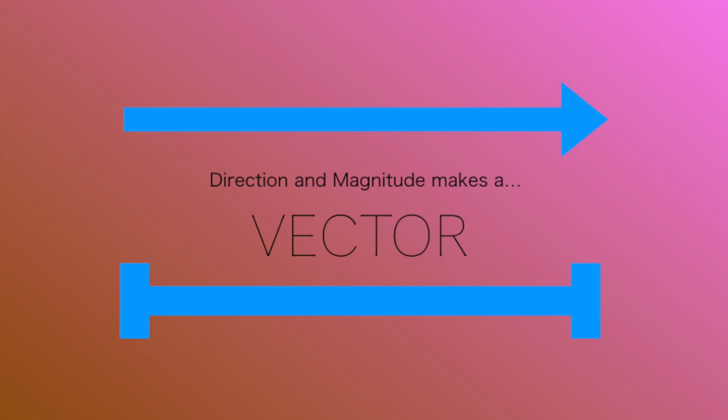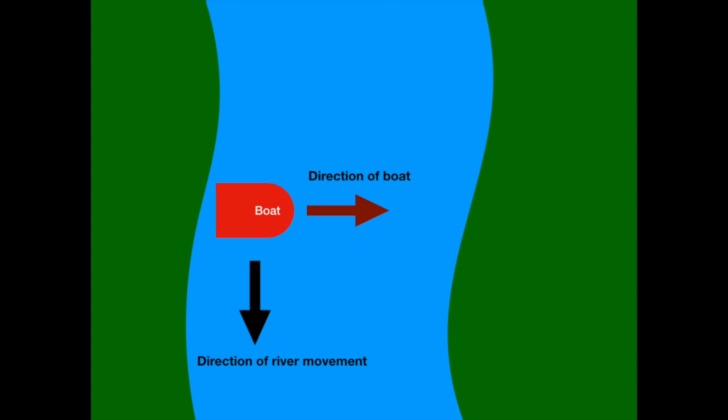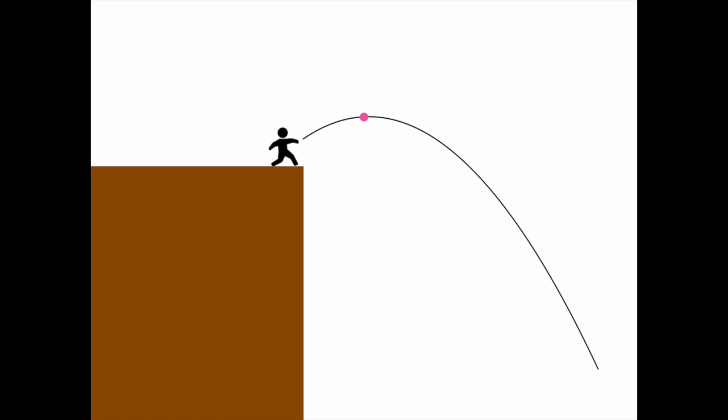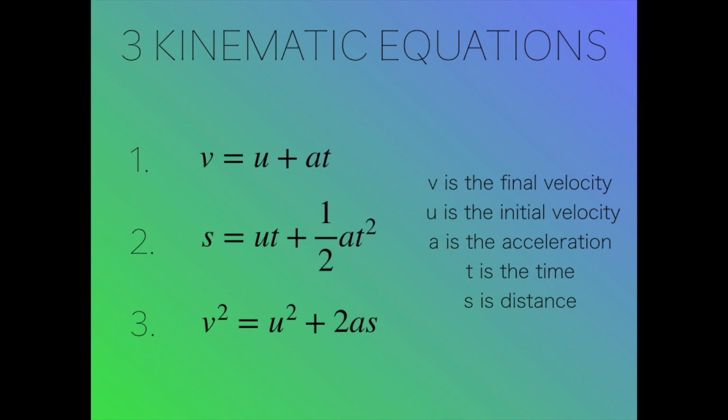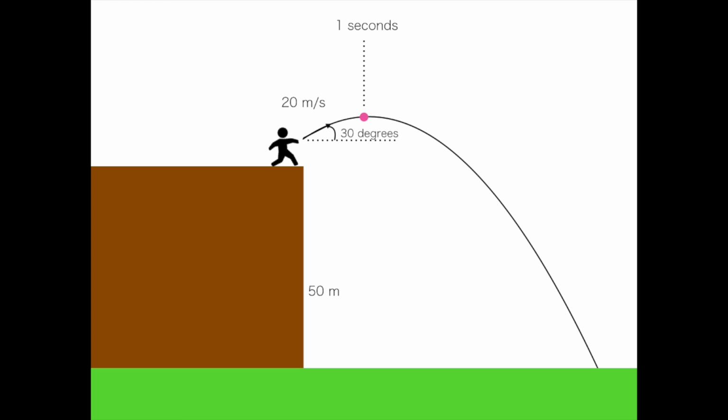We can use these vectors to figure out how objects move in real life, whether it be a boat moving through a river or a ball thrown from a cliff. To solve most problems, 3 equations are used. Now, let's try a problem.